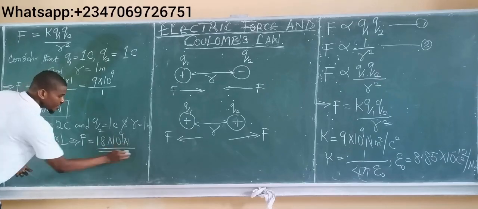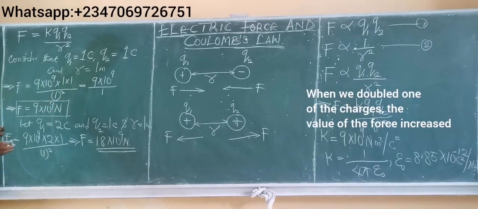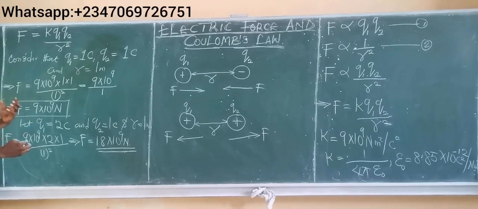Okay, so you observe that when we doubled one of the charges, the value of the force increased. In the first instance, when the charges were 1 and 1, we had this to be the value of the force, 9 by 10 to the power of 9. But when we doubled one of the charges, the force increased.